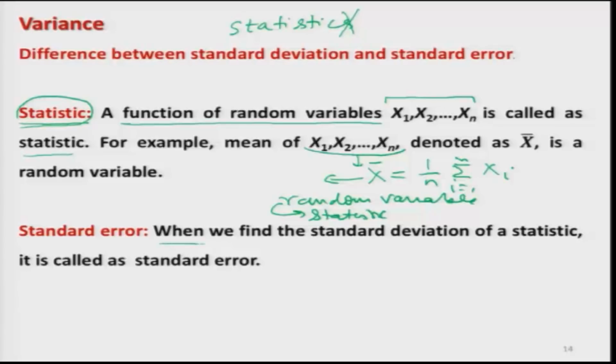Now, the concept is very simple. Whenever you are trying to find the standard deviation of a statistic, then the outcome is again going to be a function of only the random variables. And this standard deviation is called standard error. So, whenever we find the standard deviation of a statistic, it is called standard error.